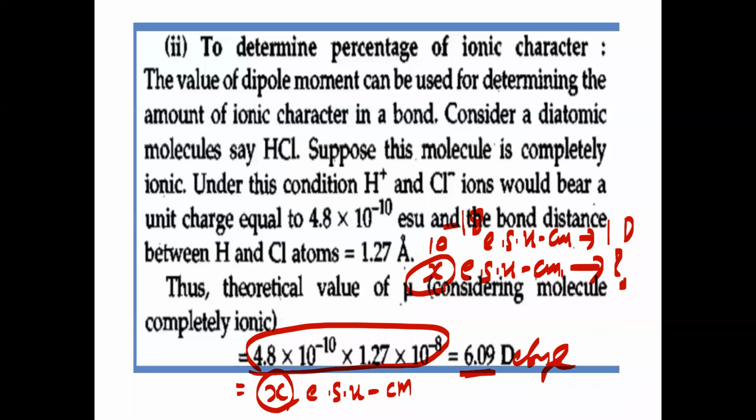Is the concept clear now, how to convert esu centimeter to Debye? So like this, first we have to multiply these two, and then we get some x esu centimeter. This x esu centimeter should be converted into Debye units. So this concept is important in numerical problems. Let's take the screenshot of this.